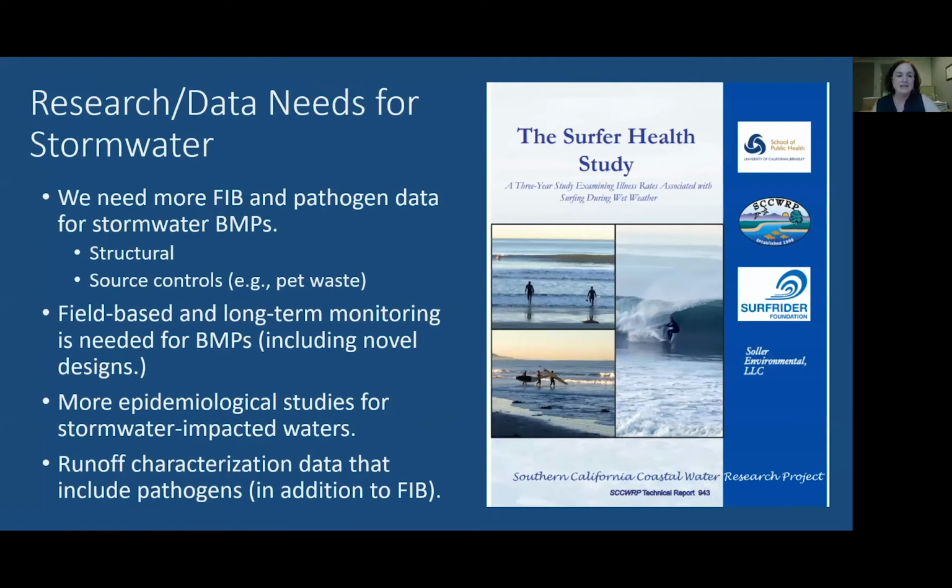And I think on this slide, it's actually redundant to what I mentioned on the previous slide, but I did want to mention a recent epidemiological study that was conducted in California within the last couple of years. That was a surfer health study, and it is a newer study that looked at a stormwater impacted area, and looked at increased risk to surfers during wet weather conditions. One of the things they found is that although there is an increased risk for surfing during wet weather conditions, their study showed swimmer illnesses below EPA's allowable risk threshold.